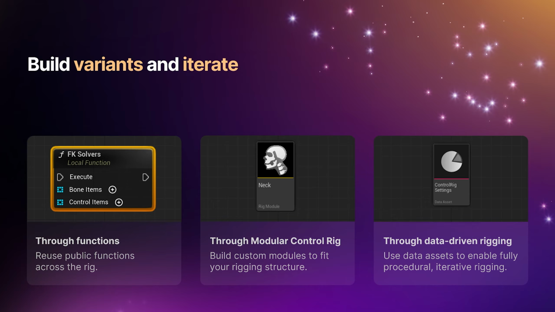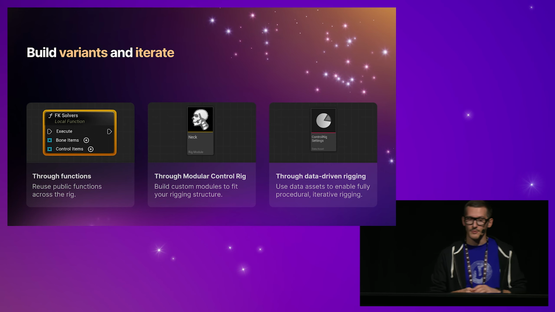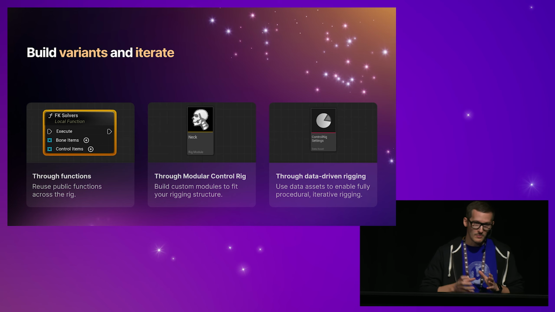So let's say you build one Control Rig, you spend a lot of time on it, and you want to reuse that for another character. You have 3 main ways of handling that. The first way, which is the most simple one, is using functions. You can export them as public functions, for example, and reuse them across Control Rig assets. The second is using modular Control Rig, where you can get your module and build your own module. It's a bit more complex.